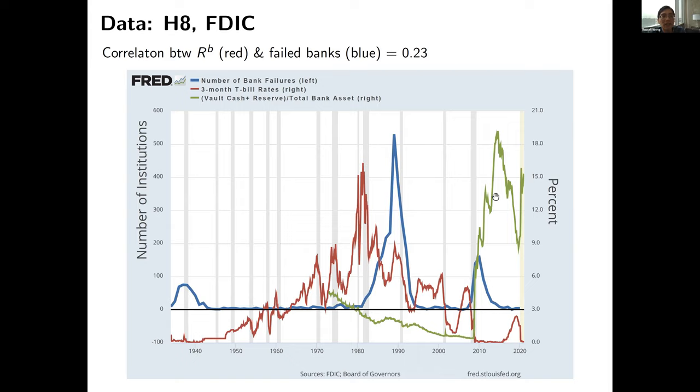Then the green line is the ratio of liquid assets as a share of the bank's total assets. For liquid assets, I want an apples-to-apples comparison to the model, including cash and the reserve. Before the 2008 crisis, the share of super liquid assets is declining. After the crisis, the Fed moved to the floor system, and we injected tons of reserves into the system. So you see the green line jumping up a lot, from 2% to close to 15%. So banks are holding more and more liquid assets.